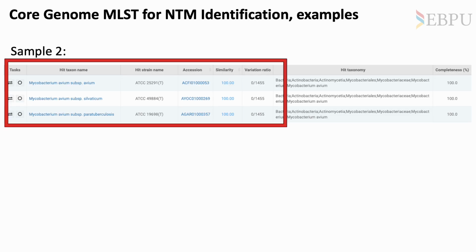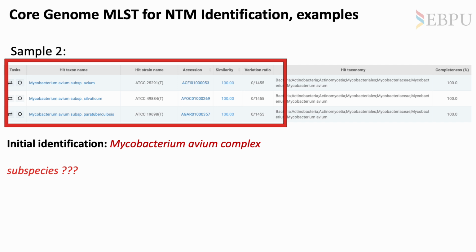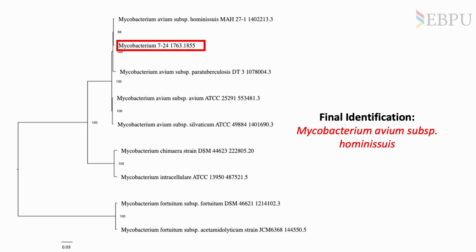So let's come back to sample 2. With the 16S rRNA, our initial identification was Mycobacterium avium complex, and we couldn't detect the subspecies. This phylogenetic tree shows the placement of sample 2, which clusters tightly with Mycobacterium avium subspecies hominissuis. High bootstrap values confirm the robustness of this grouping. So using cgMLST and tree-based analysis allowed us to resolve the isolate down to the subspecies level, something that 16S rRNA alone couldn't achieve.